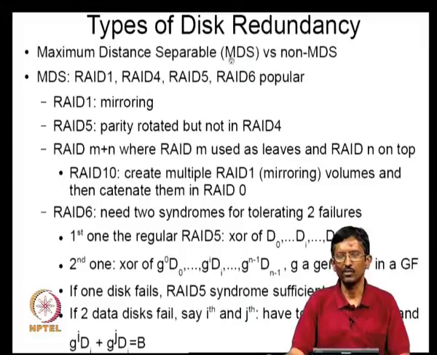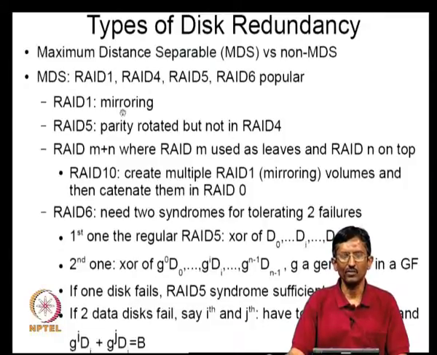The MDS model is the most popular because you are guaranteed that any 2 errors can be handled, whereas here it may not be possible in some cases. For example, if 3 errors are there, some 3 errors can be handled, but some 3 errors may not be handled. Of the MDS types, these are quite popular: RAID 1, RAID 4, RAID 5 and RAID 6. RAID 6 is just about being used, but these are used quite a bit.